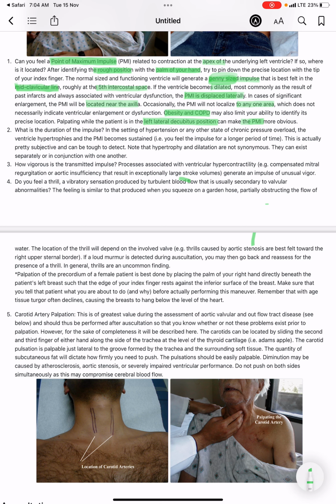And what is the duration of the impulse? So in the setting of hypertension or any other state of chronic pressure overload, the ventricle hypertrophies and the point of maximum impulse becomes sustained. That is, you feel the impulse for a longer period of time. So this is actually pretty subjective and can be tough to detect.